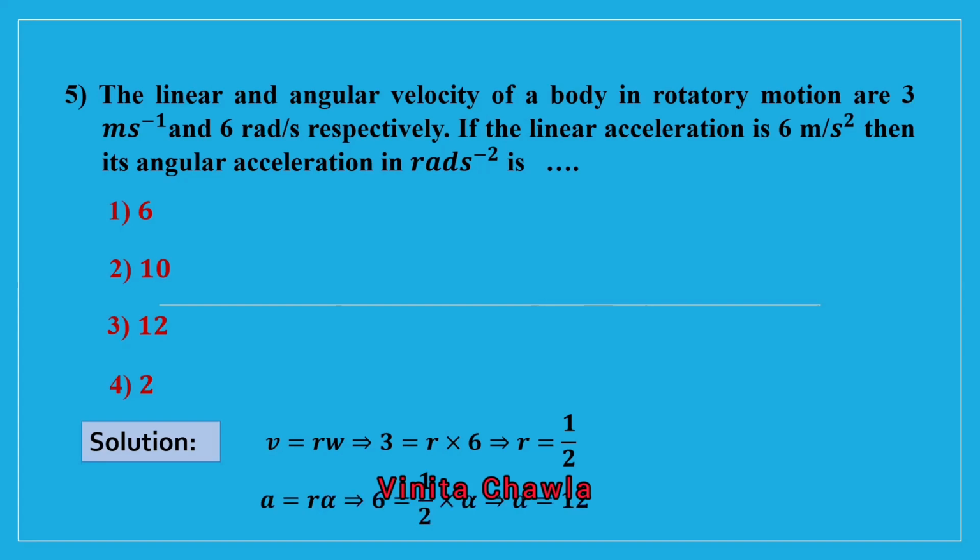Okay. So A is R alpha. Again, A is 6. It is given to us. Linear acceleration is 6 meter per second square is equal to R is half into alpha. You'll put the values. You'll get your answer as 12. So option 3 is the correct answer. Clear? Any doubt?